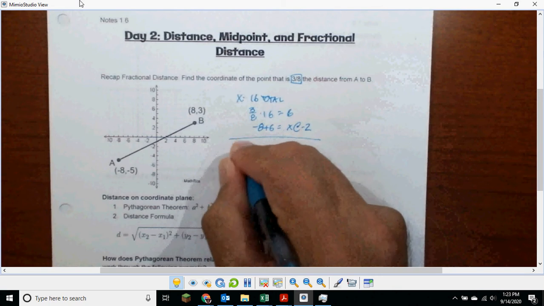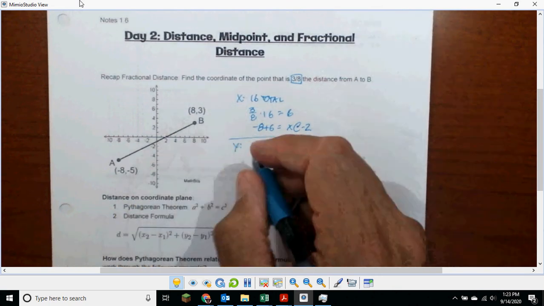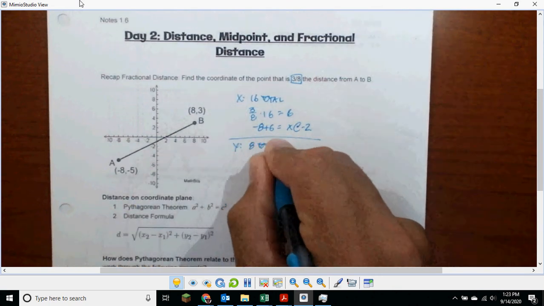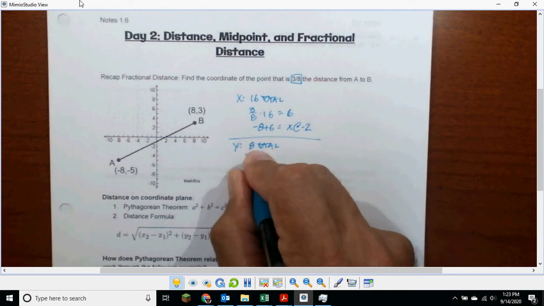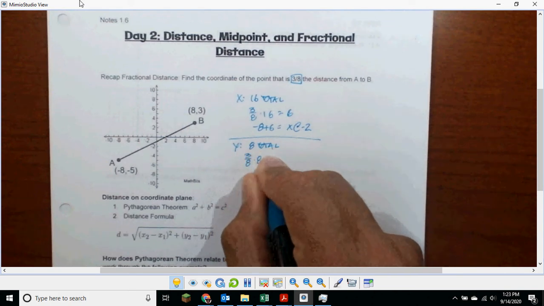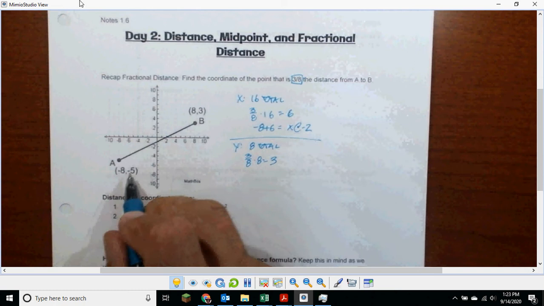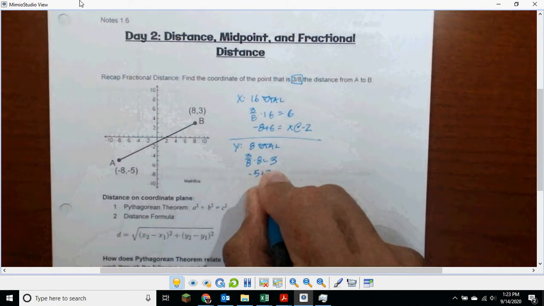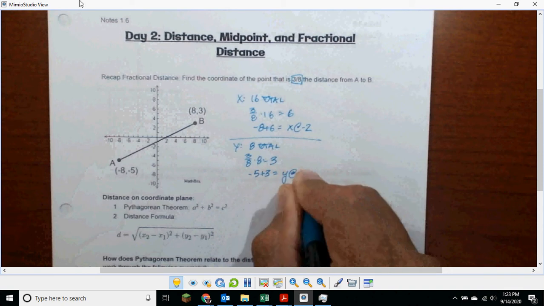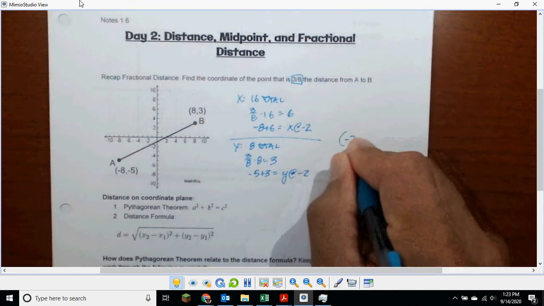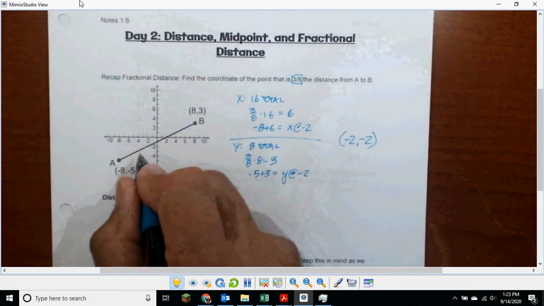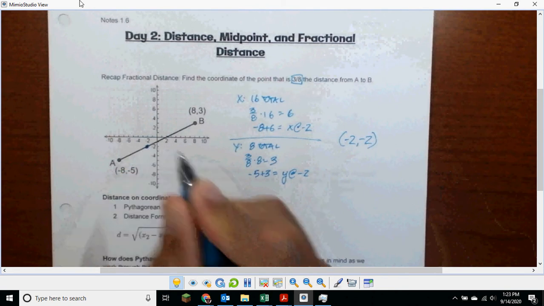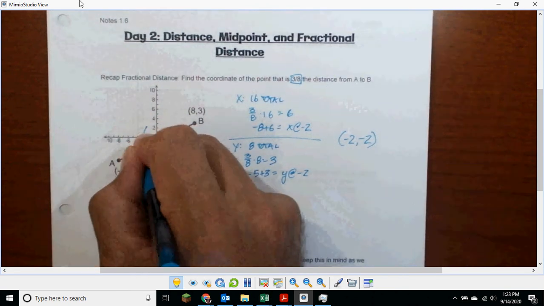Then when I look in the y direction, I'm going from -5 to 3. That's a total of 8 units. And again, I do 3/8 of 8, which is 3. And I'm going from -5 up to 3, so I'm going to do -5 plus 3. That puts my y at also -2. So the point that is 3/8 the distance away is -2, -2.